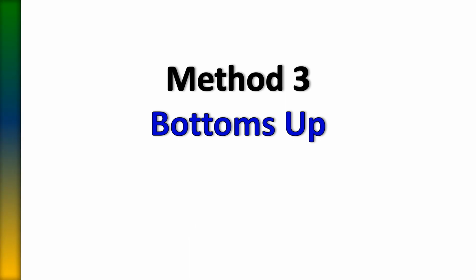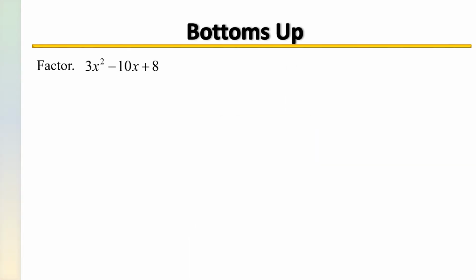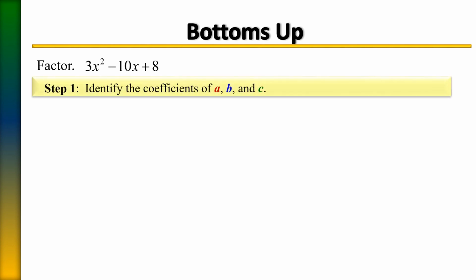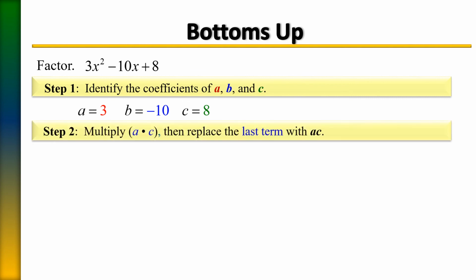And next we have the bottoms up method. Now the first part of the bottoms up method is very similar to how you started the AC factor by grouping method. So recall you had to first identify the value of A, the value of B, and the value of C. And recall we said that A is 3, B is negative 10, and C is 8. And remember the next step was to multiply A and C together. So you're going to do the same. When we multiply it, remember it's 24.